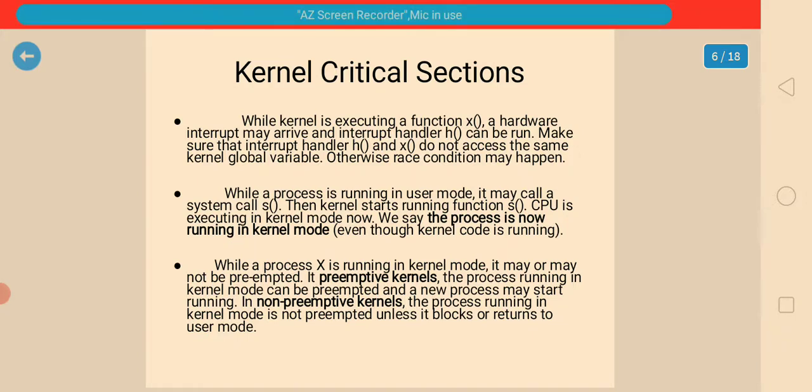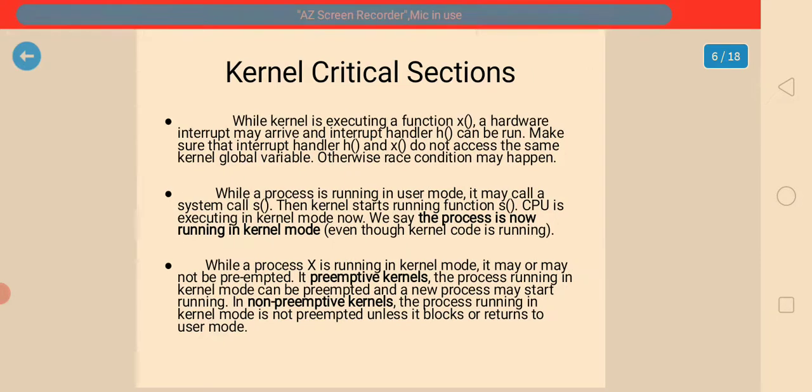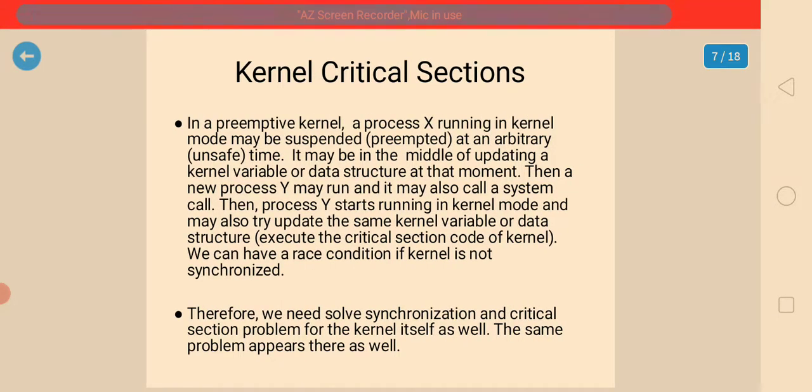Means what here? No other process is allowed to run in kernel mode in the non-preemptive kernel. In the non-preemptive kernel, the process running in kernel mode is not preempted unless it is blocked or returns to user mode. It will finish its execution, and only then will this process be free of the kernel critical section.